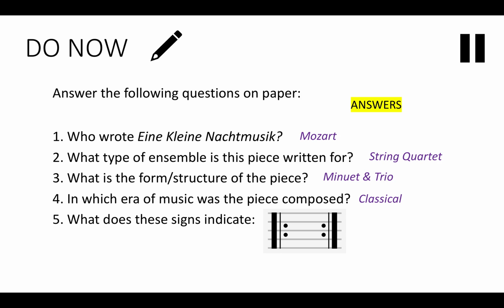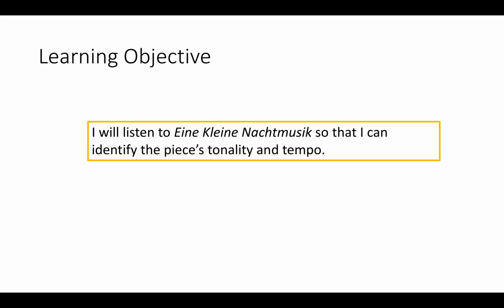These signs here indicate to repeat the music that's in between them. So purple pen your answers there. In today's lesson, we're going to listen to Eine Kleine again and identify the piece's tonality and its tempo.